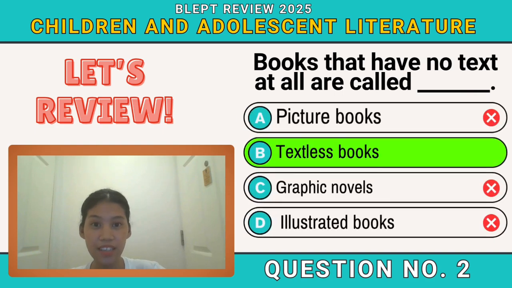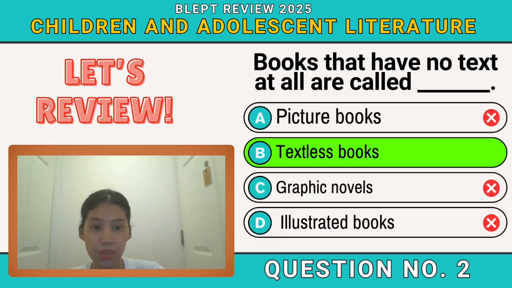The answer is letter B. Textless books. Textless books, also known as wordless picture books, are really for children who cannot or do not want to read and allows readers to interpret the story in their own words. We have the A, C, D, they are the distractors.